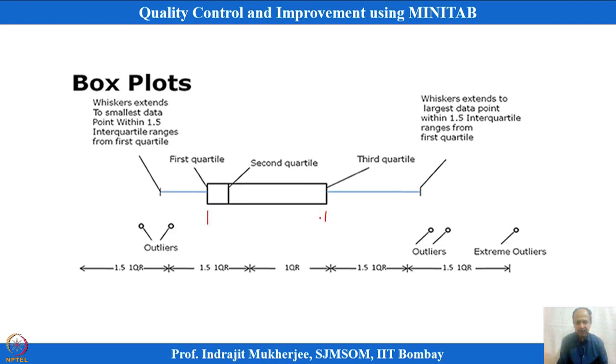So this is the range which is known as the interquartile range, within which most of the data set is concentrated. If it is more spread out, that means we have much variability in the data. If this spread is very small, then the data is squeezed in, the density of the data is high, and so variability is less. We can also interpret it that way.